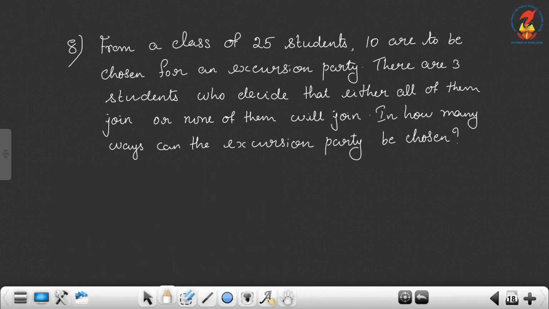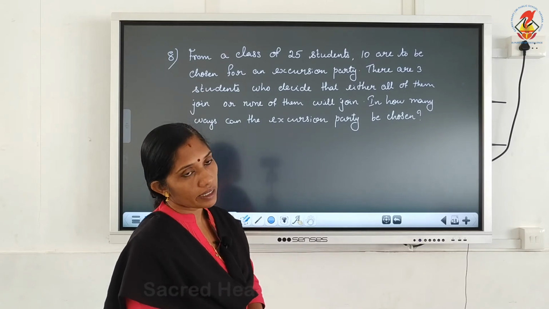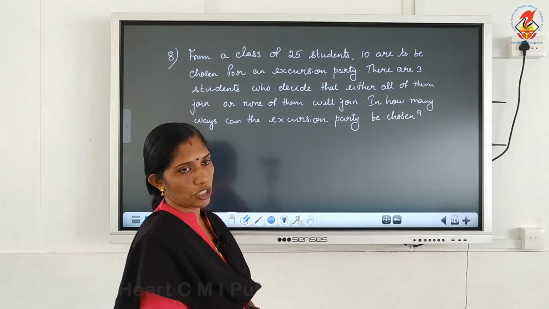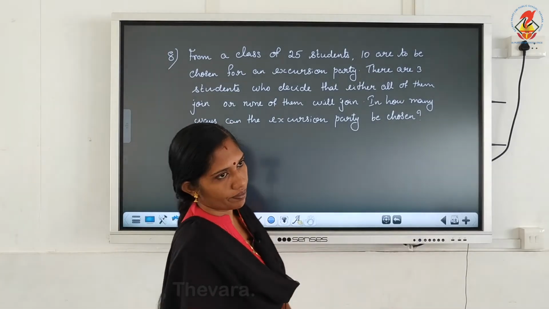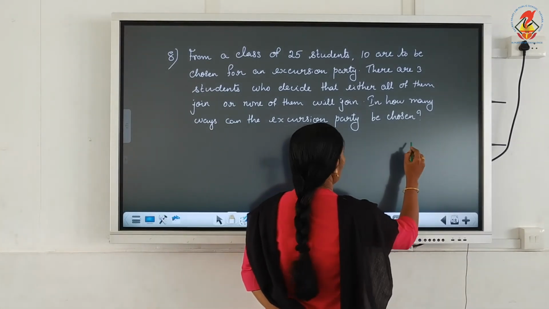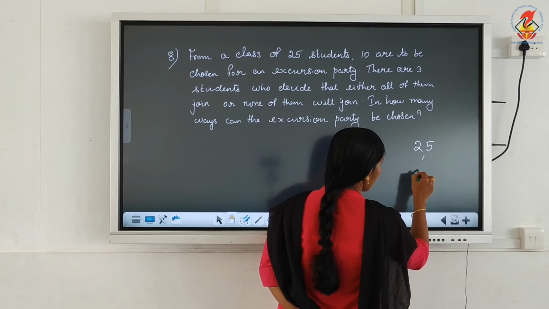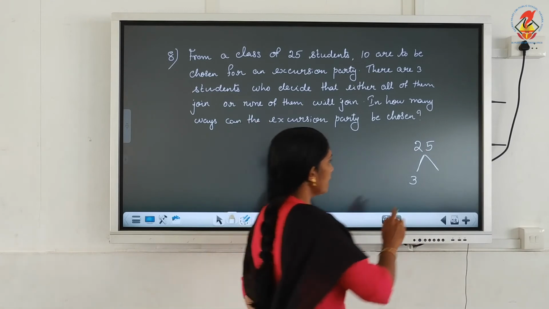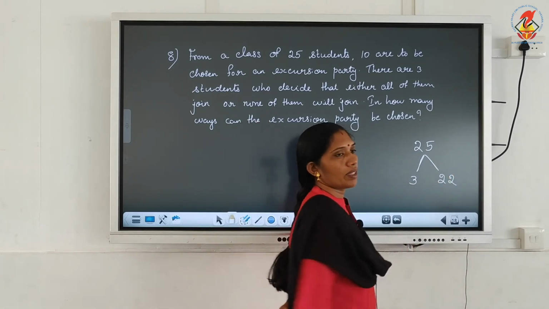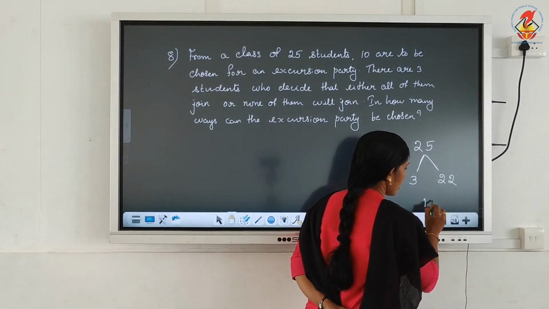10 students can attend the excursion party, and there are 3 students who decide that either they all join the party or none of them will join the party. So in how many ways can the excursion party be chosen? So 25 students in the class. Here there is a splitting. How do we split this? 3 as a group and the remaining 22 students. And we have to select 10 students.